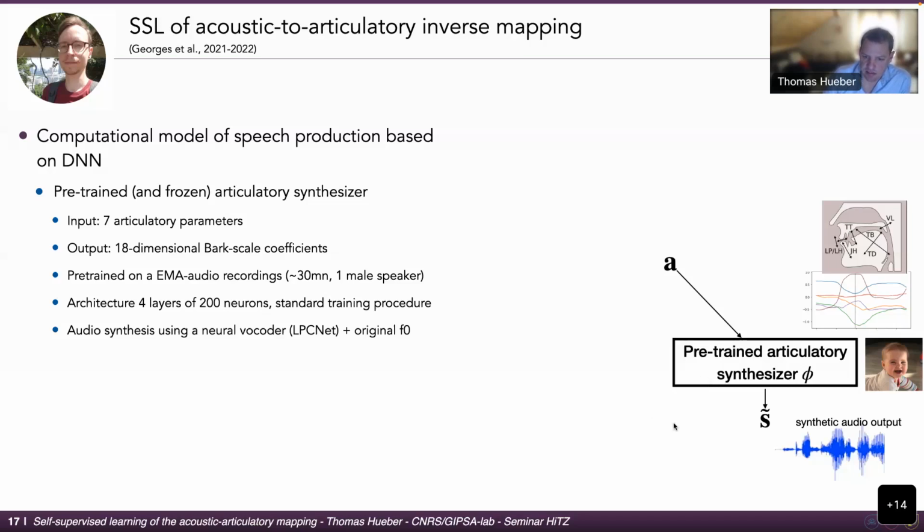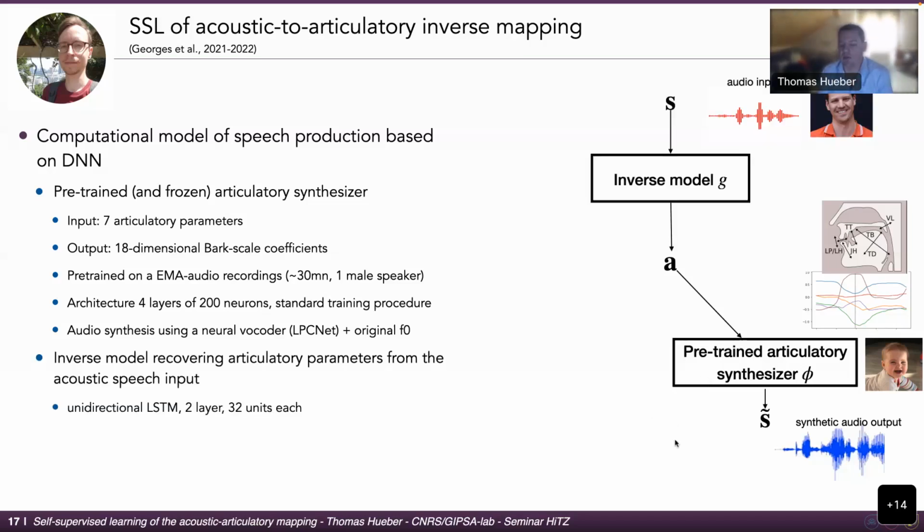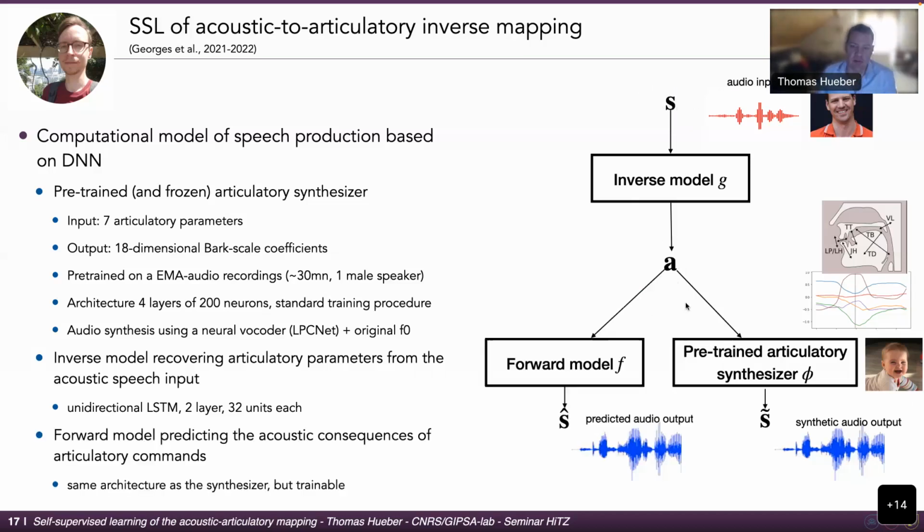So then what we have on top of this artificial synthesizer is the inverse model. The inverse model takes ambient speech, which can be from the caregiver, and does this acoustic-to-articulatory inversion, so it recovers some articulatory movements from a perceived auditory stimulus. We then also have the forward model. The forward model tries to approximate the physical process, so the articulatory synthesizer.